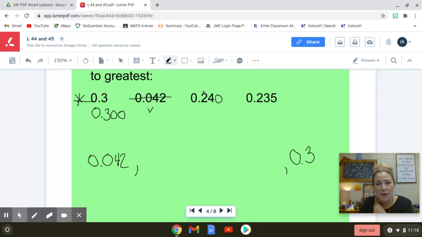Now I have to determine which order these 2 numbers are going to go in. They both have a 2 in the tenths place, so let's move on to the hundredths place. We have a 4 and a 3. Ding, ding, ding, that tells us right there. This is the less of the 2, and this is the greater of those 2 numbers.